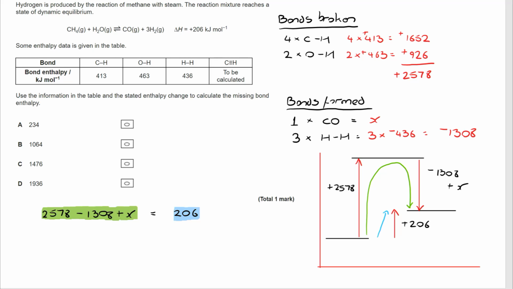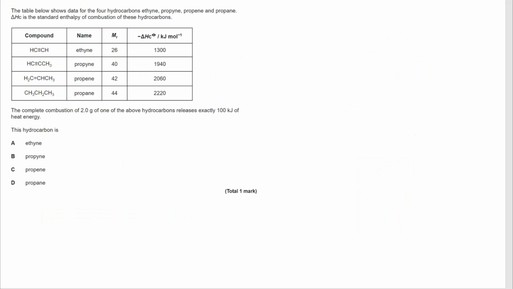I can then rearrange it to make X the subject, and then from there I can work out the value of X is 1064. Now you'll notice that it's calculated as negative 1064, but because it's a bond enthalpy, they're generally given as the endothermic breaking process. Next question.